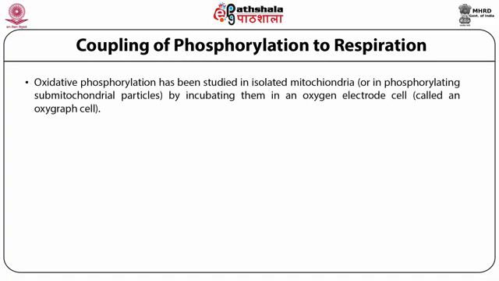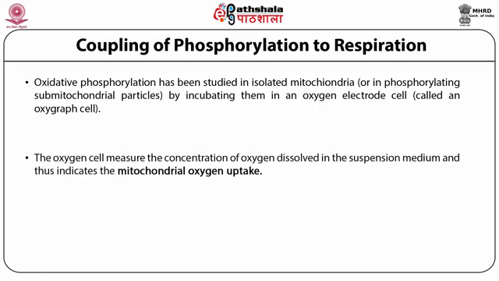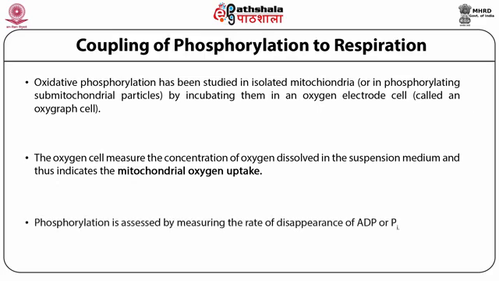Oxidative phosphorylation has been studied in isolated mitochondria or in phosphorylating submitochondrial particles by incubating them in an oxygen electrode cell called an oxygraphic cell. The oxygen electrode measures the concentration of oxygen dissolved in the suspension medium and thus indicates the mitochondrial oxygen uptake. Phosphorylation is assessed by measuring the rate of disappearance of ADP and inorganic phosphate.